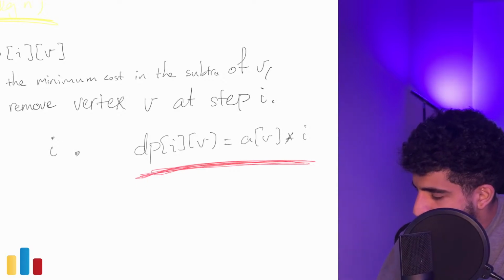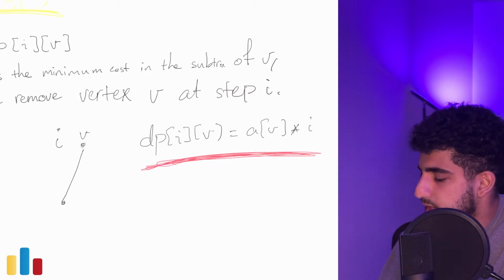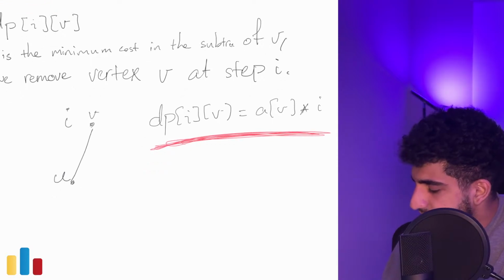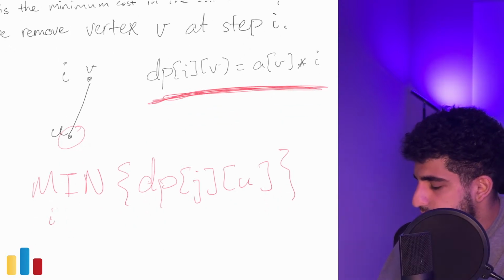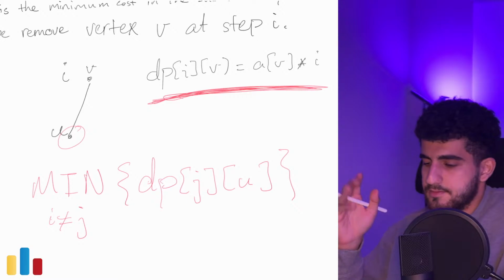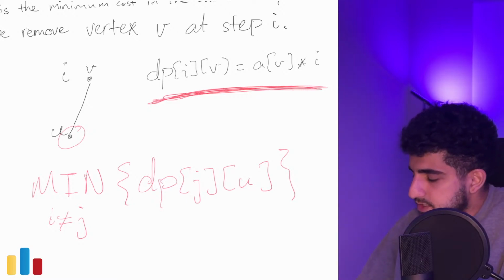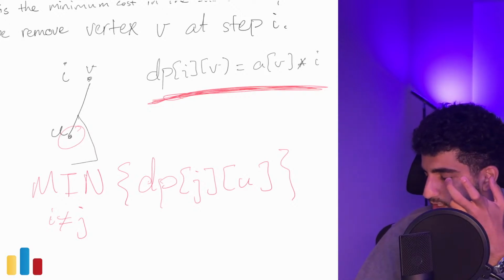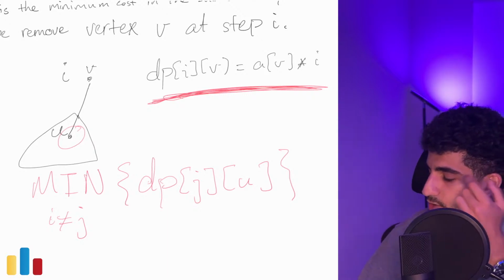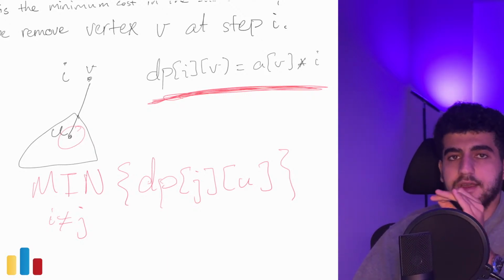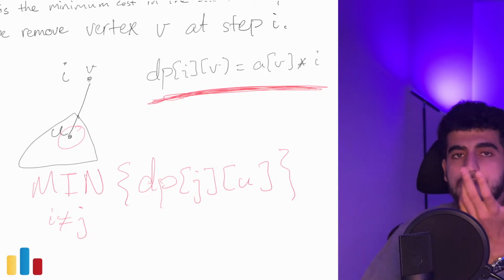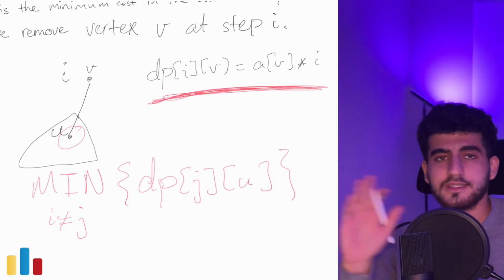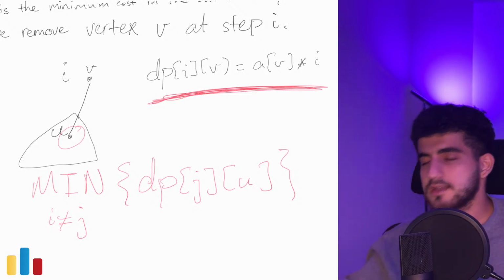If this is vertex v and it is removed at step number I, for each child u, I should take the minimum of all the dp's of j and u, such that j is not equal to I. Why do I want to do that? Because if I want to remove the subtree of vertex v, first the subtree of vertex u should be removed as well. And the step at which u is removed should not be the same as the step at which v is removed. So it should be the minimum of dp of j and u for all the j's not equal to I. And this is how I can calculate all the dp's.